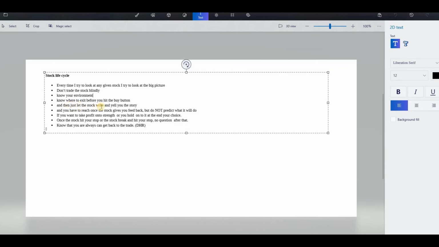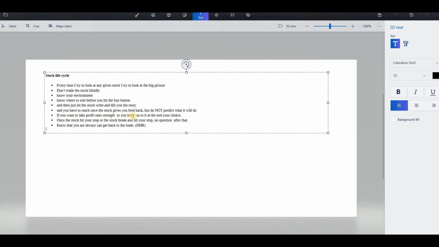And then let the stock write and then tell you the story. You don't have to predict. You don't have to do anything. You put your stop loss. You find the right stock. Put your stop loss. Let it tell you the story.